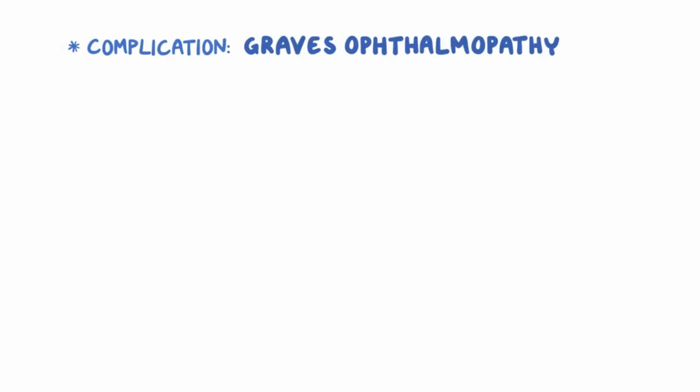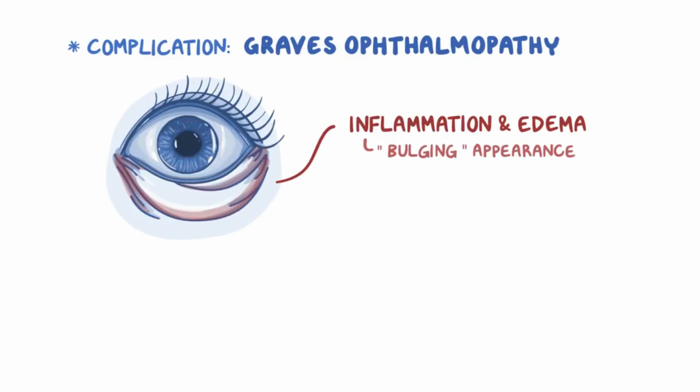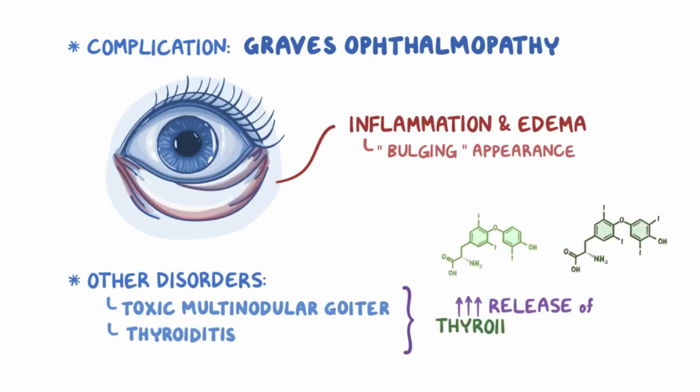One complication is Graves' ophthalmopathy, which is inflammation and edema in the tissue around the eyes, causing the eyelids to retract and giving the eyes a bulging appearance. Other disorders like toxic multinodular goiter and thyroiditis can also cause increased release of thyroid hormones.